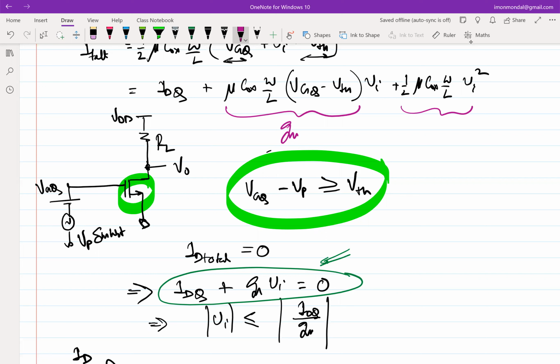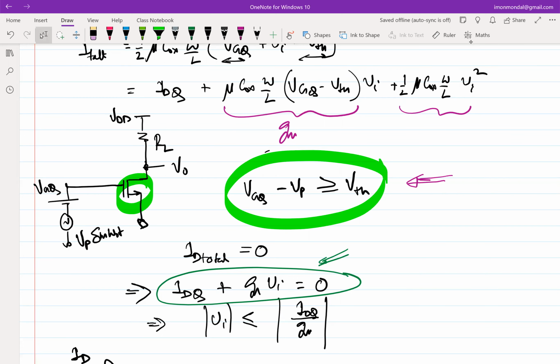Fine. Okay. But sir, in the second equation, the IDQ plus GMVI, this equation basically saying that the transistor is always on, but we are also in the saturation region because there is a linear approximation. Correct. Yes. So we are not going into the triode region. Yeah, we are not. I mean, are we running the risk of going into triode region if we use this equation? Is that the question? From here, how will you go into triode region?